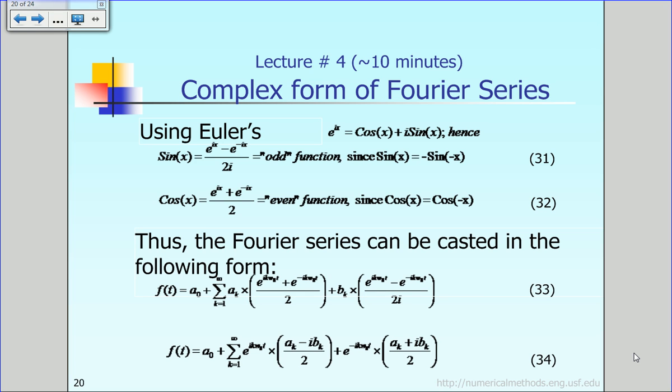Okay, let me start with lecture number 4, and the title of this one is Complex Form of Fourier Series. Now in this chapter, the main thing is we try to express the Fourier series in the complex form. And we start with the so-called Euler formula, which basically says e raised to the power ix is equal to cos of x plus i sine of x.